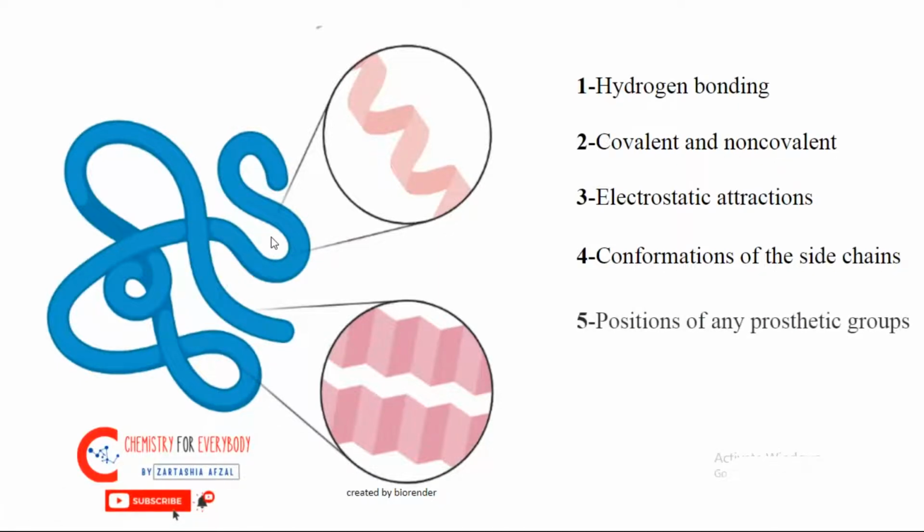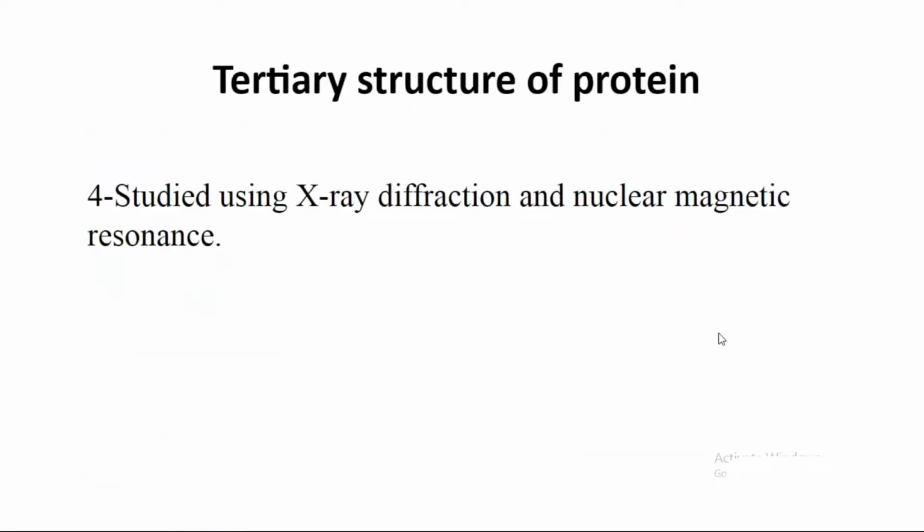And the arrangement of the prosthetic group, if any prosthetic group is present in them, its position is of high significance, just like these alpha and beta chains. We study this tertiary level of protein structure by XRD and NMR, and you might have learned about protein denaturation, right?